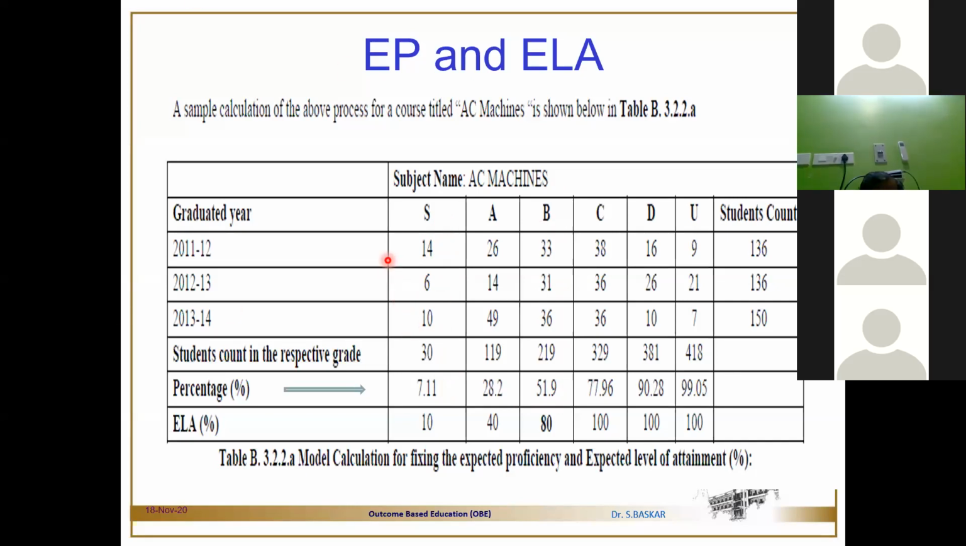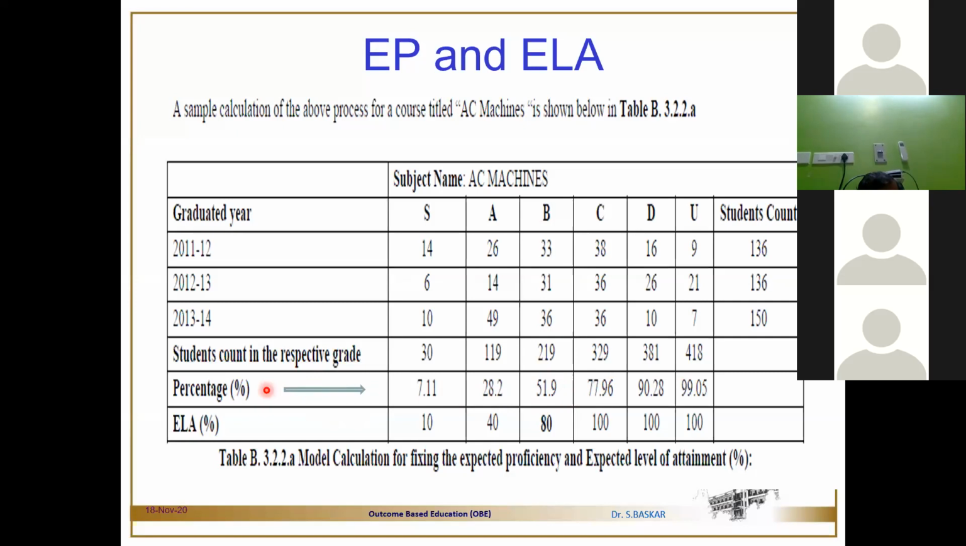We are implementing OBE for betterment. We are assuming some improvement percentage in our institution. We have fixed 50%. Also, that number should be rounded to the nearest integer of 5. Therefore, one more methodology we are following: we have to come from highest to lowest grade. The first time you cross 50, that grade is your expected proficiency.